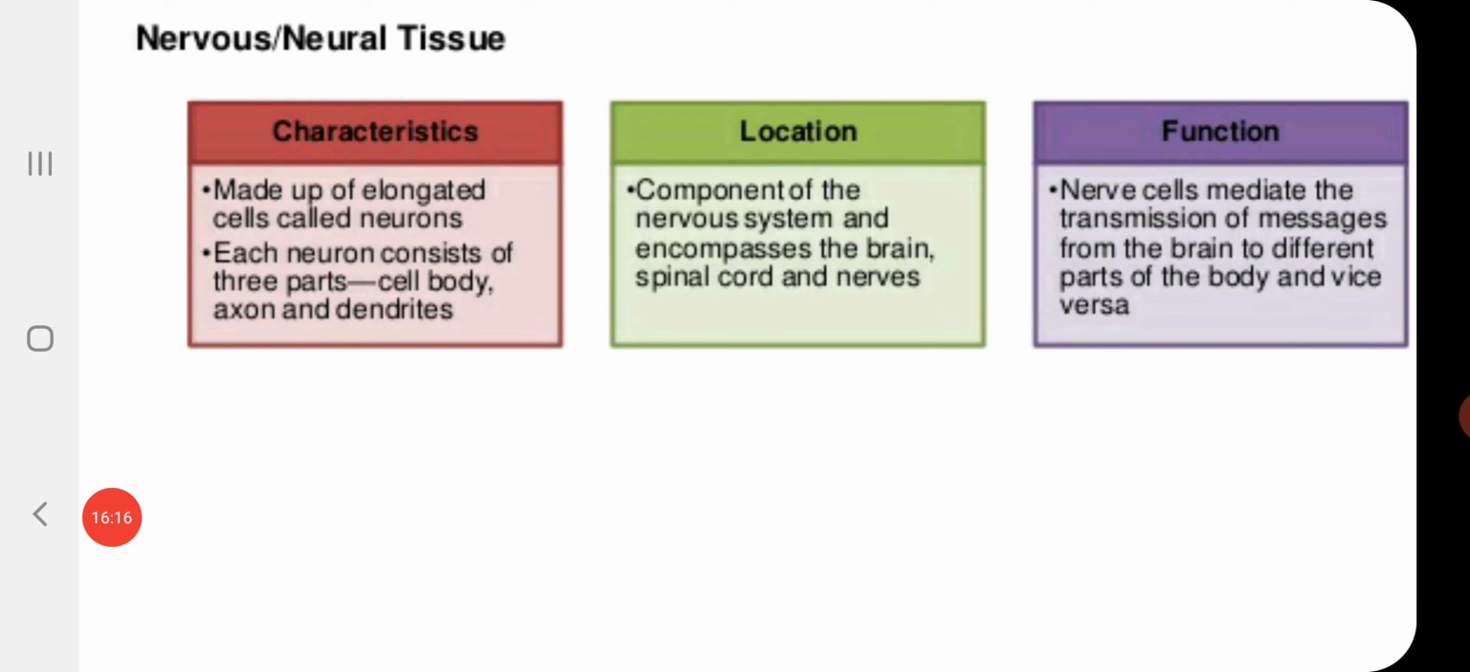Now let us study the nervous tissue. It is made up of elongated cells called neurons. Each neuron consists of three parts: cell body, axon and dendrites. It is a component of the nervous system and encompasses the brain, spinal cord and nerves. The function of nerve tissues is to send messages from the body to the brain and from the brain to the whole body.